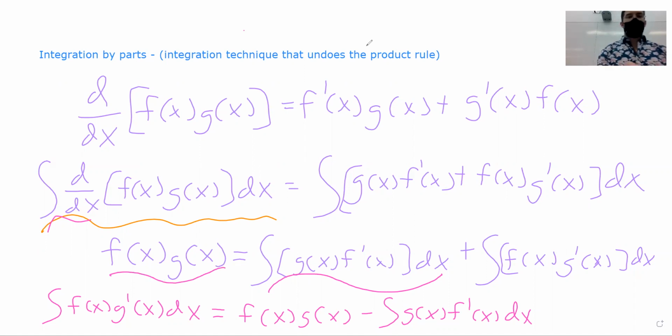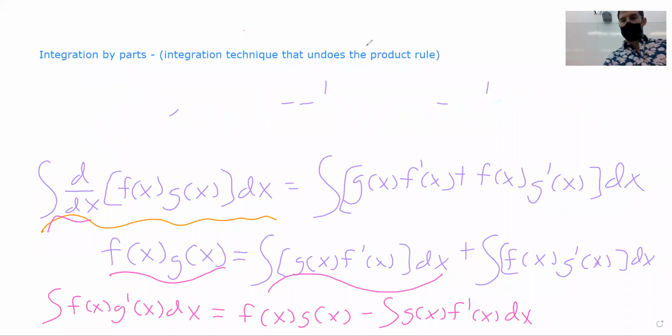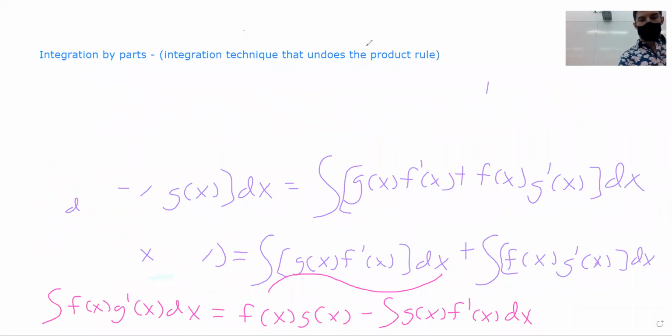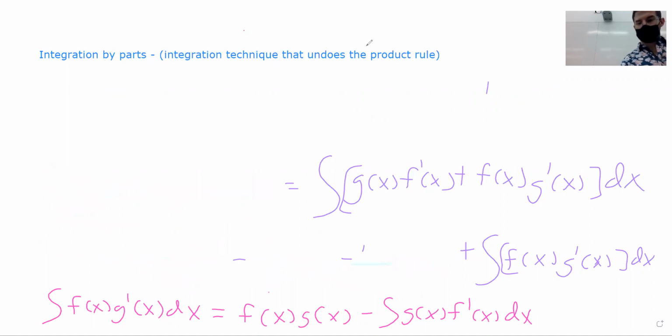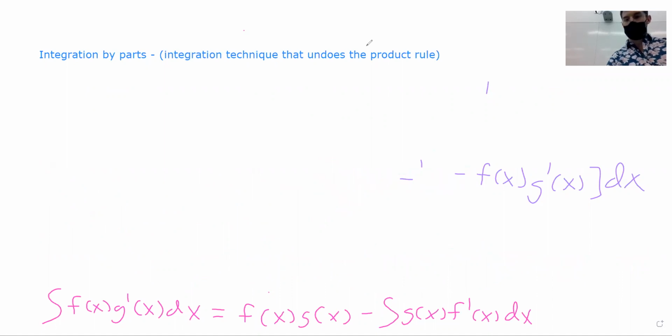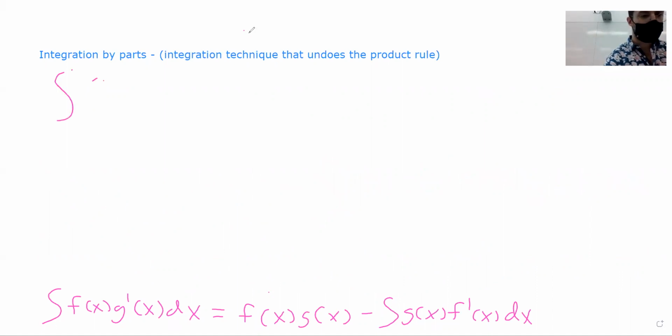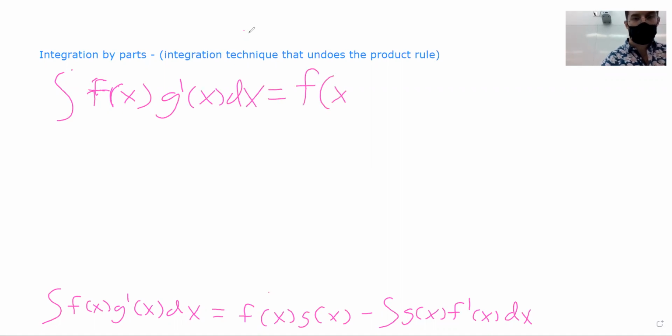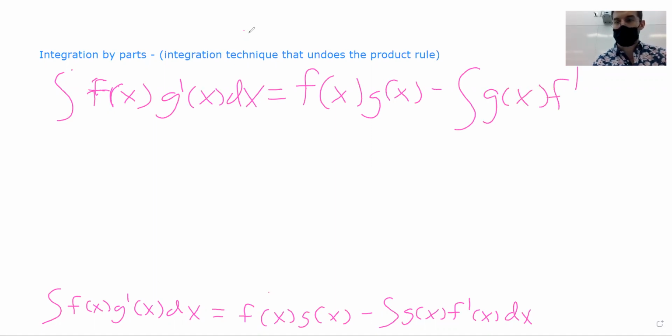Is it okay if I erase some of the stuff at the top of the board here? All right. So what is the usefulness of this pink equation that we have down at the bottom? We've got the integral of f of x times g prime of x dx equals f of x times g of x minus the integral of g of x times f prime of x dx.